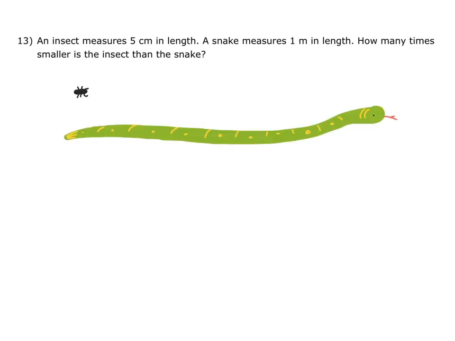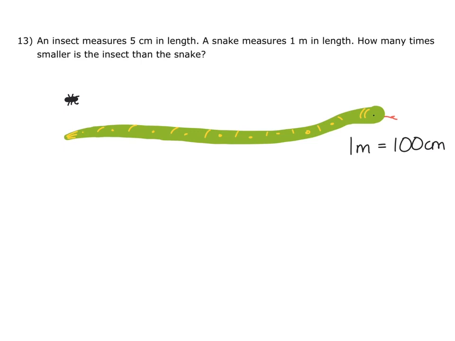Here we have our insect and our snake, and we know that the insect measures 5 centimetres and the snake measures 1 metre. First of all, we should think about the equivalent in centimetres of 1 metre. 1 metre is the same as 100 centimetres. This is how long the snake is in total, and we know that our insect is 5 centimetres. So we should work out how many times the length of the insect can fit into the length of the snake, and this is how many times smaller the insect is than the snake.